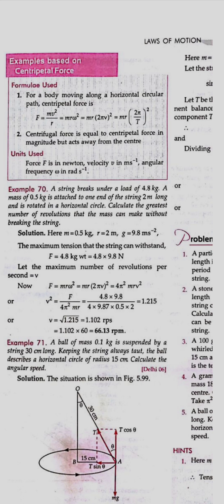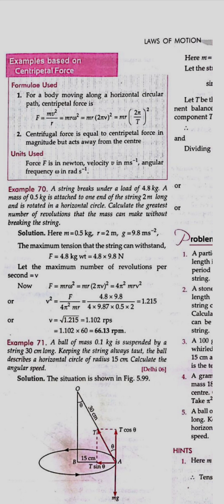Now it is moving in a horizontal circle, so centripetal force will be working on it, which is given as mv square by r or m omega square r. But here no velocity is given, and no angular velocity is given either. So we use omega equals 2 pi by T or 2 pi nu, but the number of revolutions is asked, so nu will be taken, that is the frequency, number of revolutions per second. So from here we can write omega equals 2 pi nu, so it will be m r (2 pi nu) whole square, that is 4 pi square m r nu square.